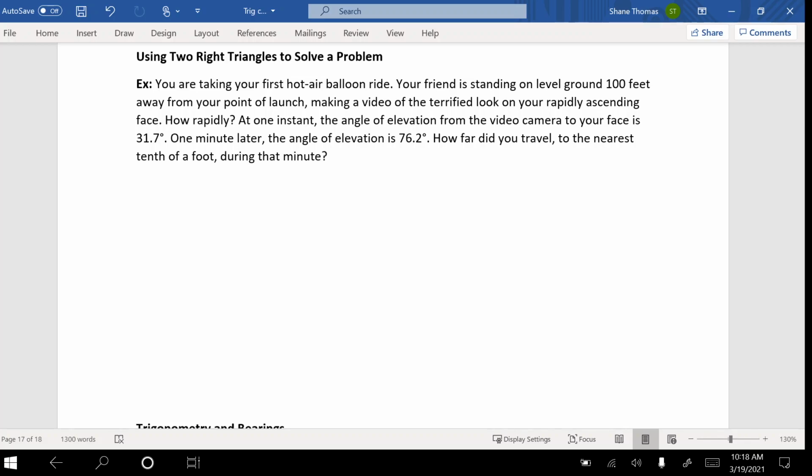So you're taking your first hot air balloon ride. Your friend is standing on level ground, 100 feet away from your point of launch, making a video of the terrified look on your rapidly ascending face. We want to know how rapidly it was ascending. So at one instant, the angle of elevation from the video camera to your face is 31.7 degrees. One minute later, the angle of elevation is 76.2 degrees. How far did you travel to the nearest tenth of a foot during that minute? There's a lot of stuff going on here, isn't there?